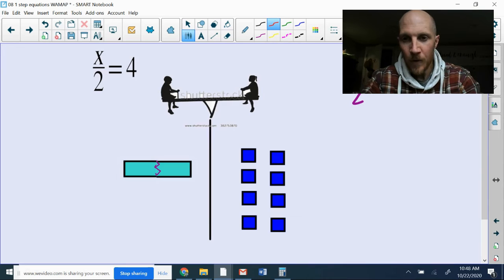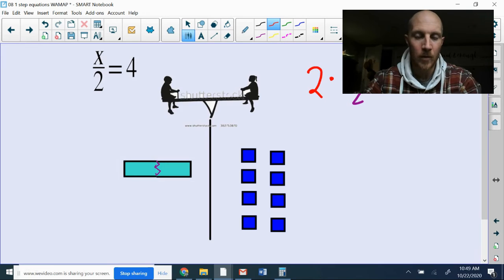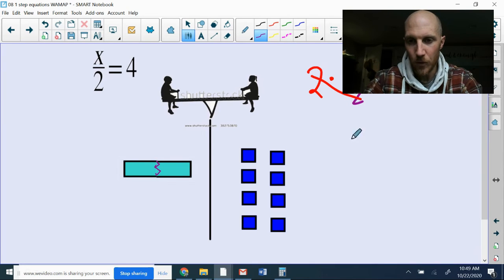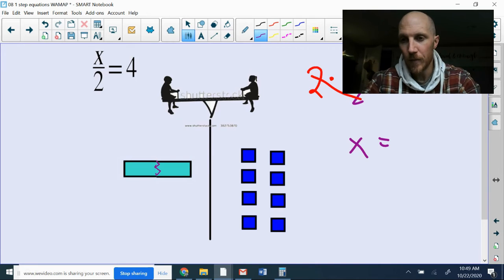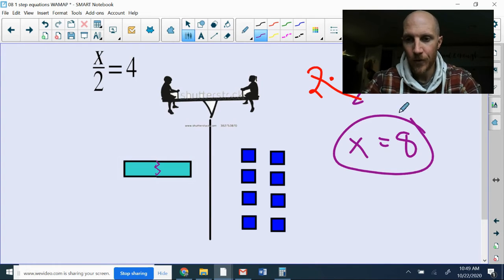Said another way, this x is being divided by 2, and so if I were to do the opposite operation, I could multiply it by 2. That would restore it to the whole x. And anything I do on one side of the teeter-totter, I have to do the same thing on the other side. So the times 2 and divide by 2, those are opposites. They will cancel, so I have x equals. And on the other side, 4 times 2 is 8.